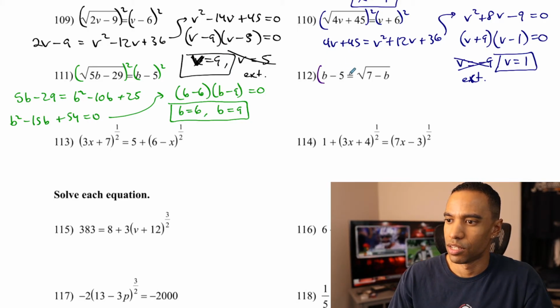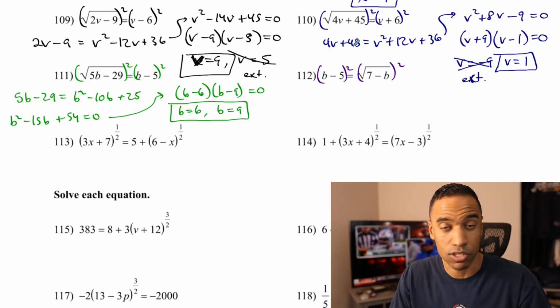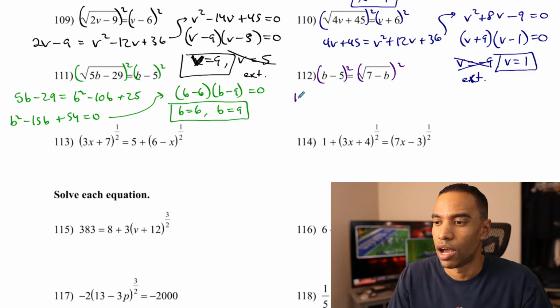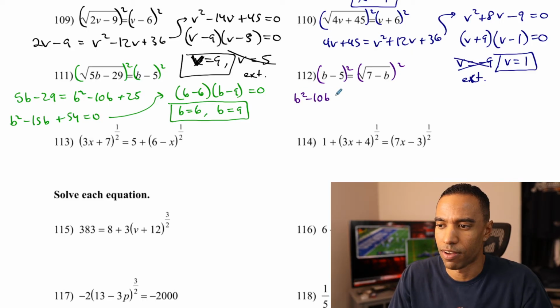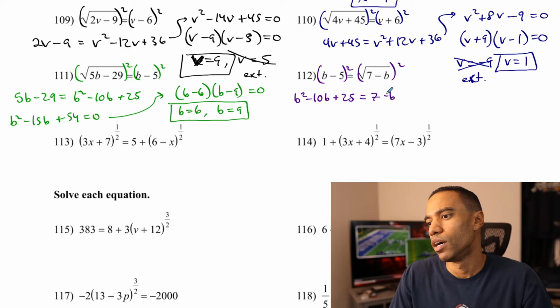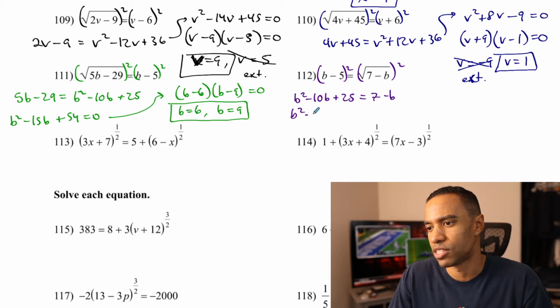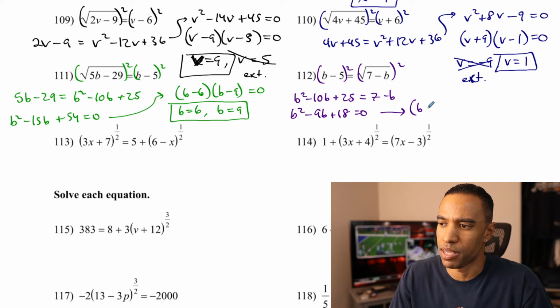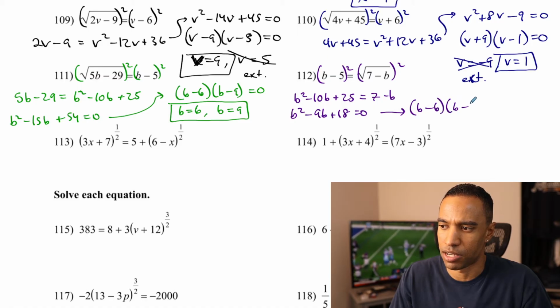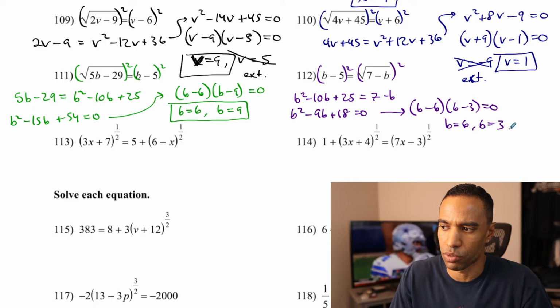Let's do it again. The radical's isolated. If the radical's not isolated, it's a way different story. We've got to isolate it at all costs if we can. This will be b squared minus 10b plus 25, like last time, equals 7 minus b. Add b over, that's 9b. Subtract 7 over, that's 18. Factor that, that's (b minus 6)(b minus 3) equals 0. So b equals 6 and b equals 3.